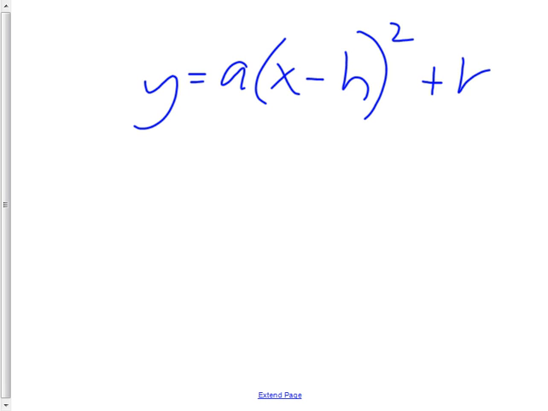Plus k, actually. You were close. It's a letter. All right, so that one is the quadratic one. And if you had 2 points, you'd stick the vertex there, and you'd stick the other point there. Do you remember this?